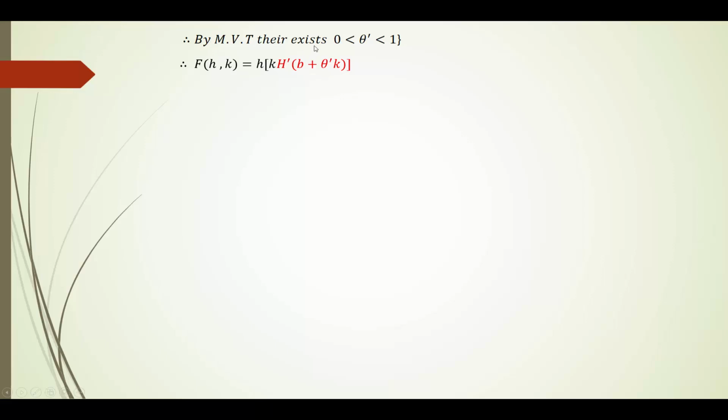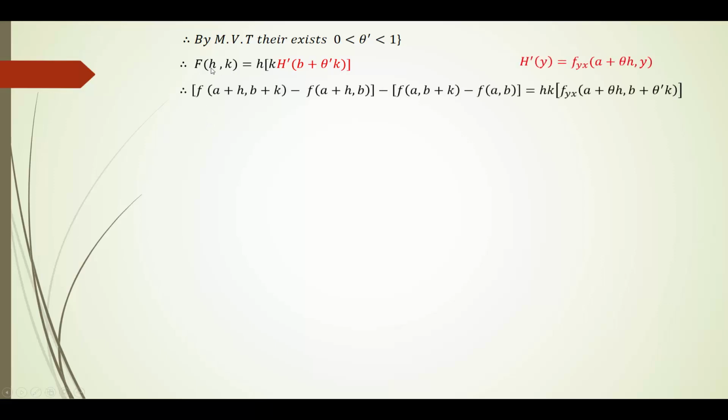By the mean value theorem, there exists theta dash between 0 and 1. Then k into h dash b plus theta dash k, so f of hk equals hk into h dash b plus theta dash k. Now first write f of hk in long form. We know f of hk is f of a plus h, b plus k minus f of a plus h, b minus f of a, b plus k, plus f of a, b. f of hk is this one, equal to the right-hand side hk. Now write down h dash.